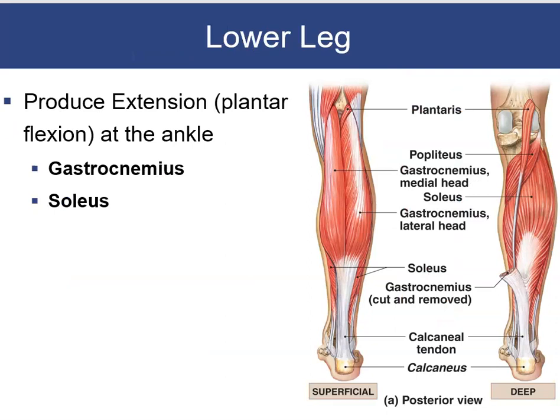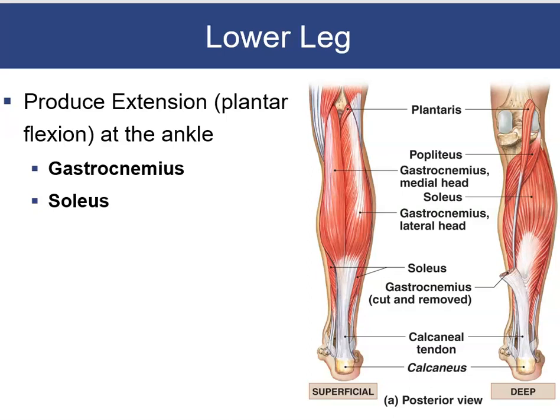Then we have the muscles of the lower leg. They will produce extension, also known as plantar flexion of the ankle. And the 2 muscles, they are synergists of each other, are the gastrocnemius and the soleus. The gastrocnemius would be the agonist, and the soleus would be the synergist because it's smaller, but it has the same action.